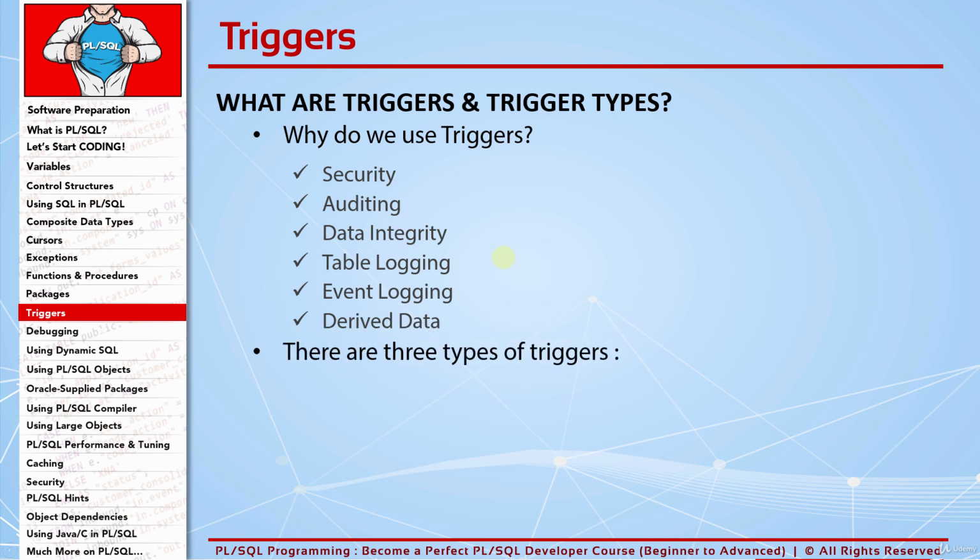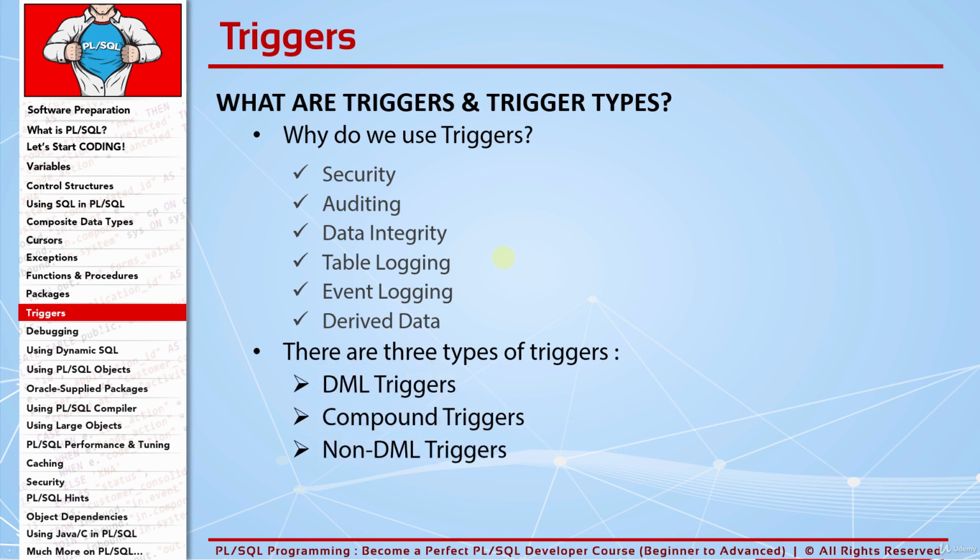Actually, in general, we have three types of triggers: DML triggers, compound triggers, and non-DML triggers. DML triggers have three branches: before triggers, after triggers, and instead of triggers. And non-DML triggers have two branches: DDL event triggers and database event triggers. We will see all these in the further lectures with all the details. As our standard style, we will start from the simplest one, DML triggers, and continue with the harder ones.